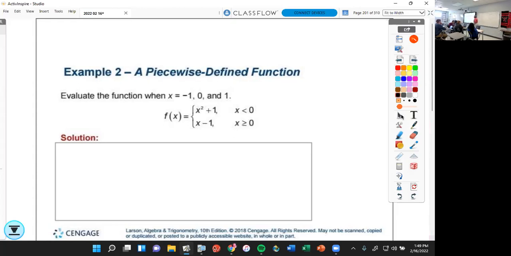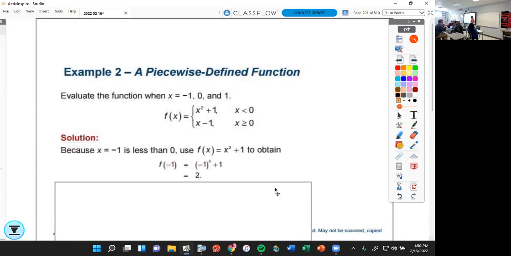Okay, so when x is -1, which piece of that function has a domain that includes -1? The first one. Okay, -1 is less than 0, true statement. So to find out the value of this function when x is -1, I will plug -1 into the first half. -1 squared is 1. 1 plus 1 is 2. Okay, there you go. I feel like that was really easy compared to the problems they're gonna give us.